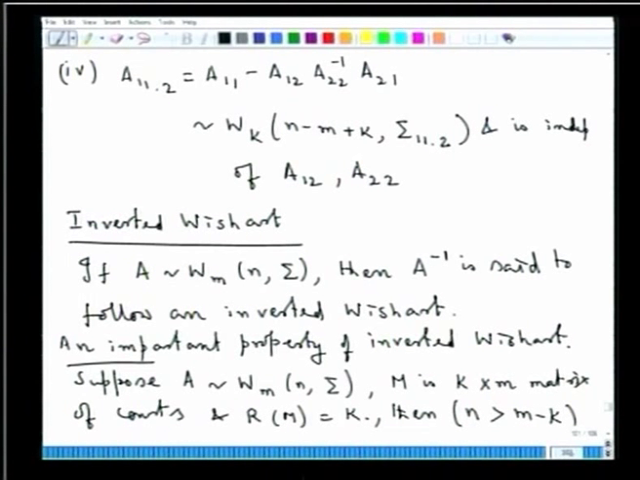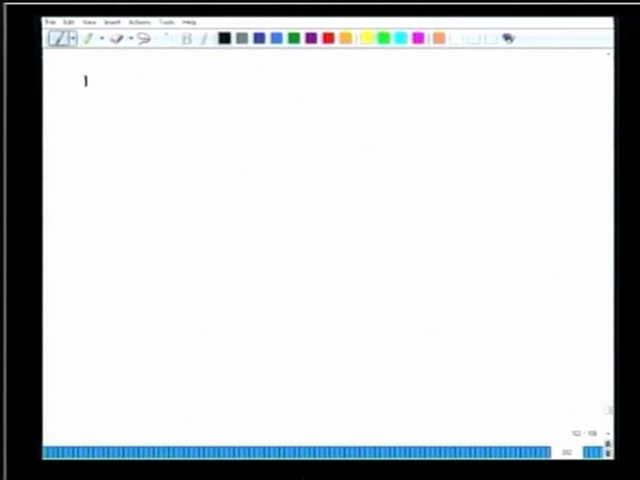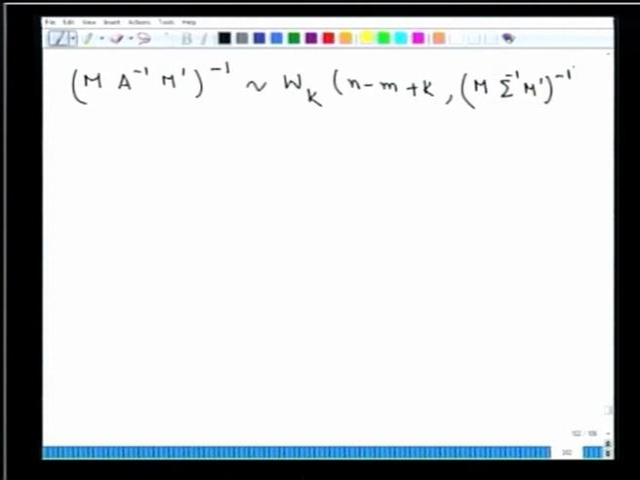we will have the following distribution: M A inverse M transpose, whole inverse, would follow a Wishart distribution of order K, with n minus m plus k degrees of freedom, and the associated variance covariance matrix as M sigma inverse M transpose, whole inverse.